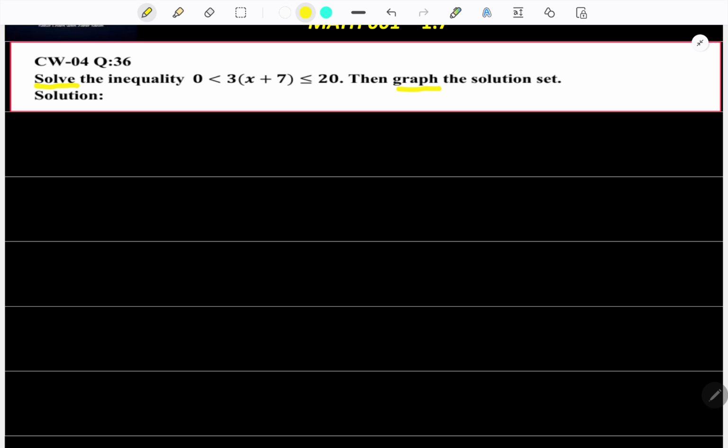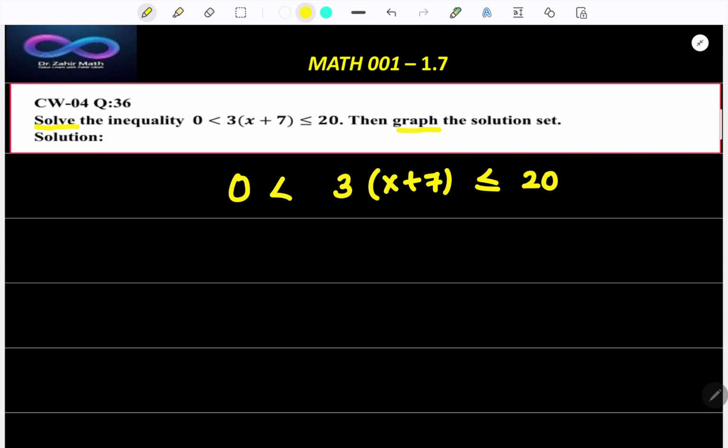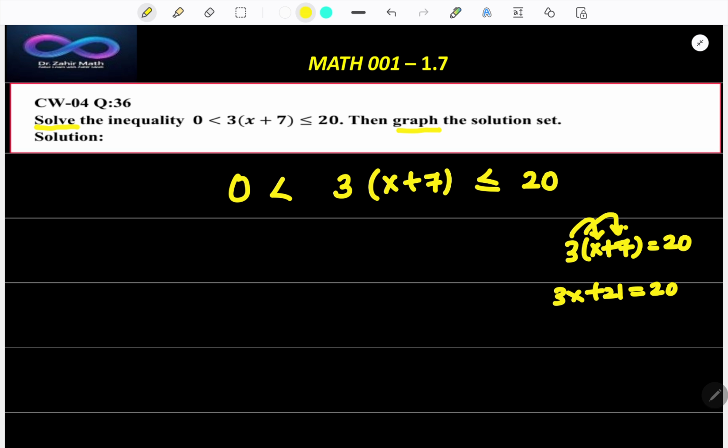It means sketch. So 0 less than 3 and then x plus 7 less than or equal to 20, right? Usually, suppose a question is given like this: 3 times x plus 7 is equal to 20. What do you do? Usually we multiply 3x and then we multiply 21 is equal to 20. So 3x equals what? 20 minus 21. We do it like this, right?